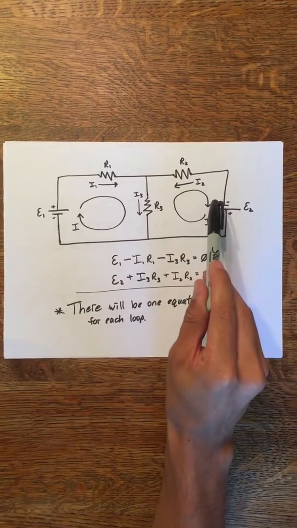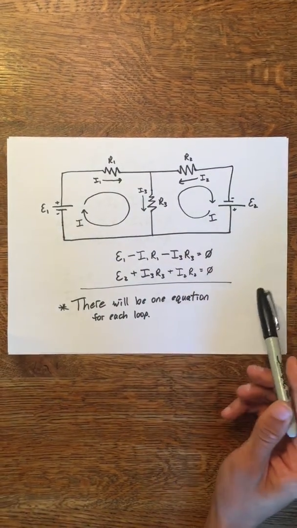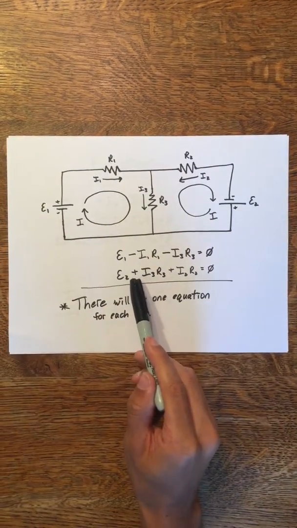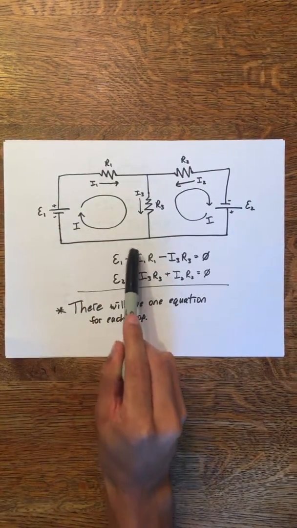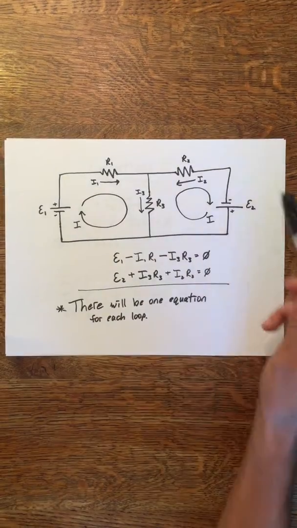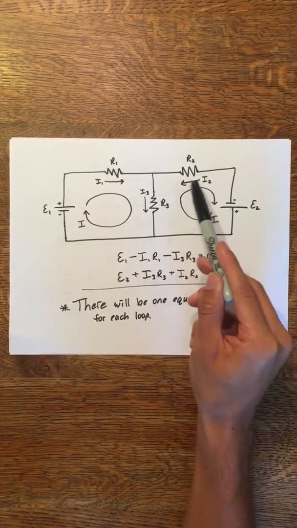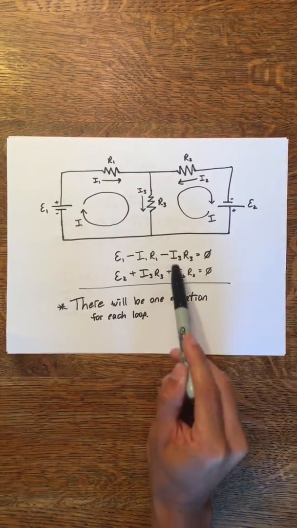For the loop rule, loops typically go from the positive end of the battery to the negative end, but it doesn't really matter which way you go, it'll just change the sign of everything. When you cross a resistor in the same direction as the current, that's a drop in potential, so it's a negative change in potential as you can see here. However, on the other side, it is going opposite the current, so it will be an increase, which will cause a positive change in potential.